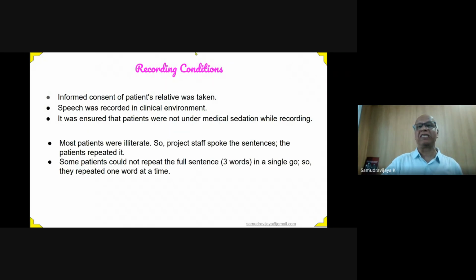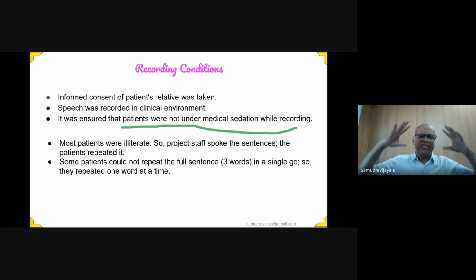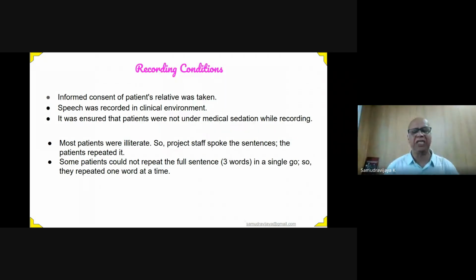Now that the text corpus is ready, we want to record the speech. When you want to record speech, we have to take the consent of the patient's relatives. And it was recorded in a clinical environment in the hospital ward itself. We also checked that these people take medicines that reduce their physical activity, a kind of sedation. They should not be under that effect. So a couple of hours after they take a medicine, we started the recording.